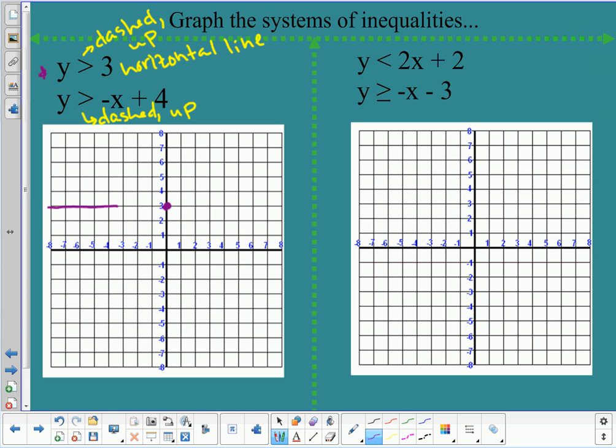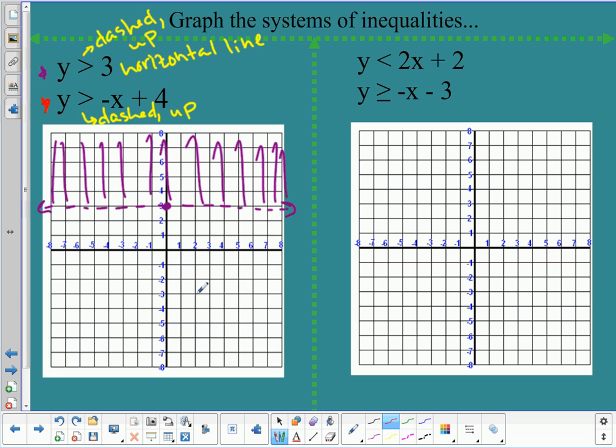Ooh, that's supposed to be dashed. Sorry. See, this is why you decide first, to catch yourself from making that mistake. And then I want to shade up. So there's that one. Then I'll do the bottom one in red.